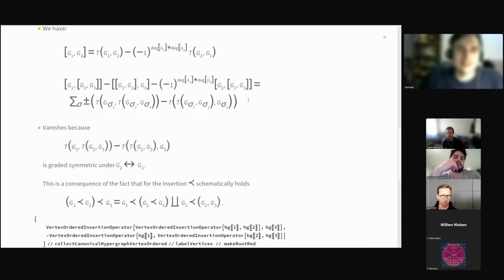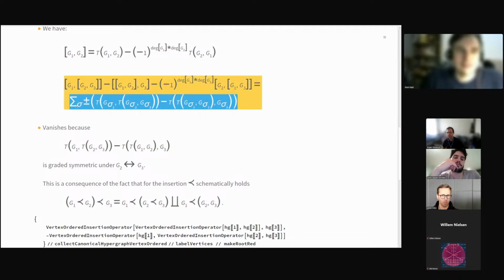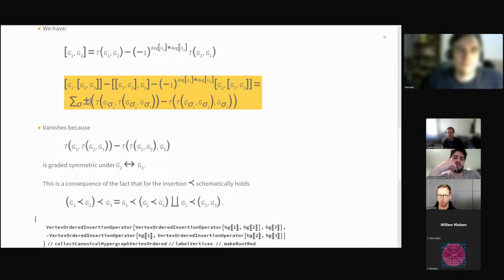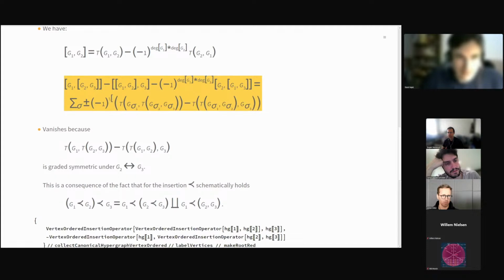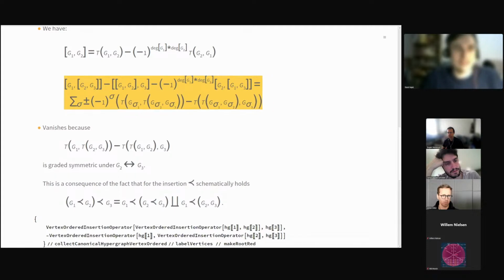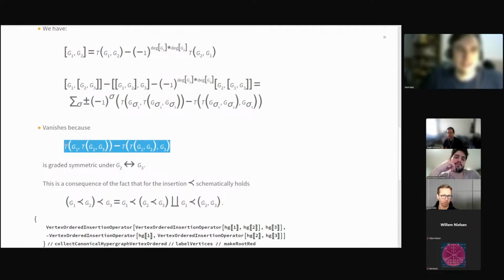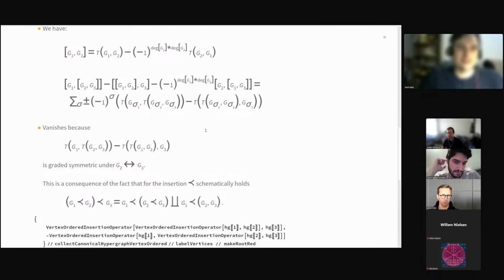Interesting. And here in this sum you are summing, here should actually be also minus one to the sign of the permutation. Just write sigma. So you are summing over the anti-symmetric causal sign. So this plus minus is causal sign, and this is the sign of the permutation. And basically, if this term is graded symmetric, then you're going to pick up a plus and a minus, and they're going to cancel. Yeah, precisely.